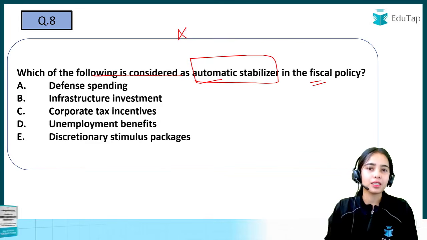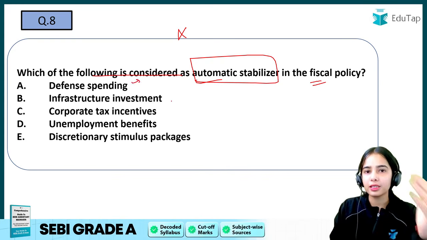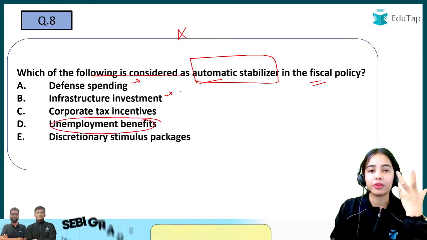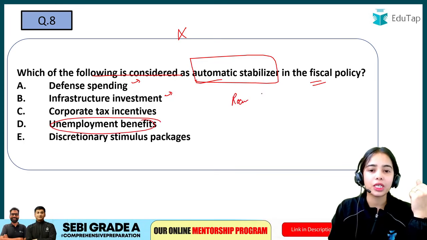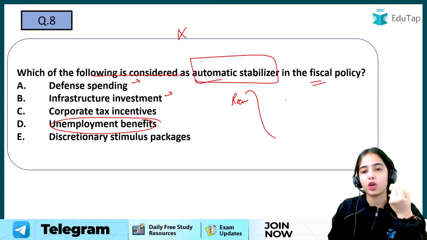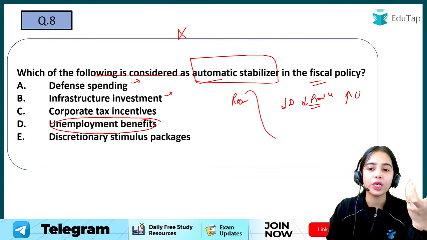There is a stabilizer force in the fiscal policy. Here the defense spending is deliberate, the infrastructure investment is deliberate, but the unemployment benefits, think about it. When a recessionary tendency is coming, when a downturn, a contraction is coming in the economy, demand is decreasing, production is decreasing. With low production, there is more unemployment.